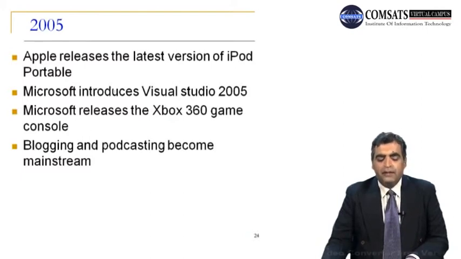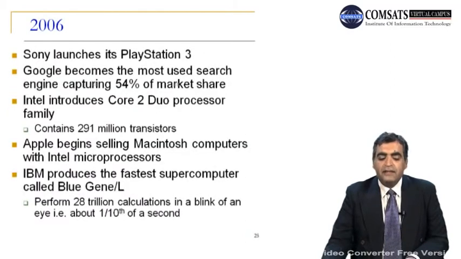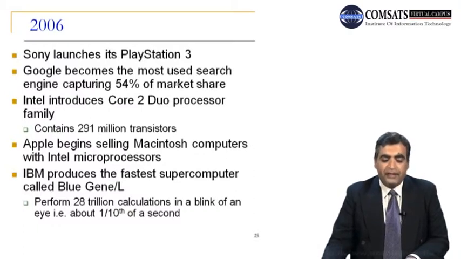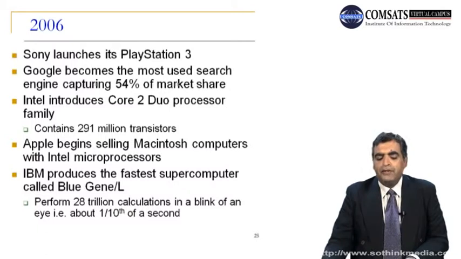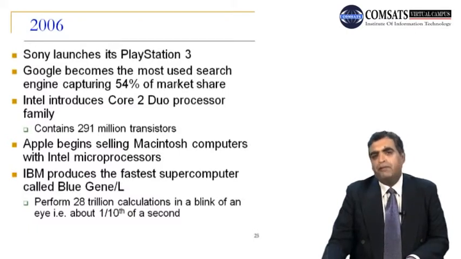Blogging and podcasting become the mainstream events of the year. In 2006, Sony launches its PlayStation 3 with Wi-Fi and WiMAX capabilities. Google becomes the most used search engine, capturing 54% of the market share, surpassing Yahoo and Microsoft. Intel introduces the Core 2 Duo processor family. It means on one chip there will be two different processors.